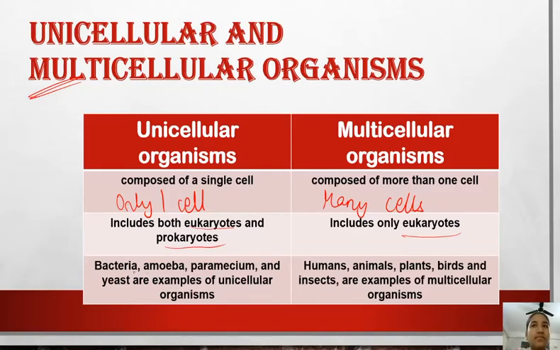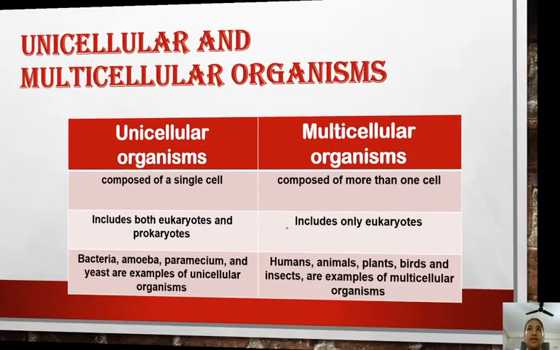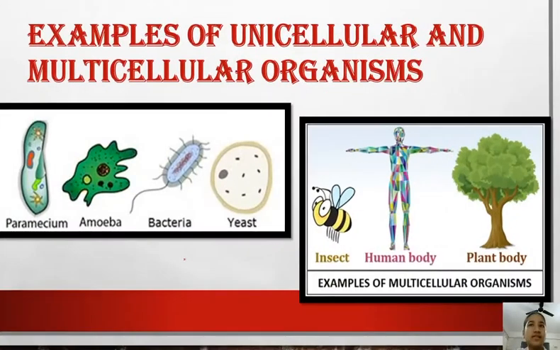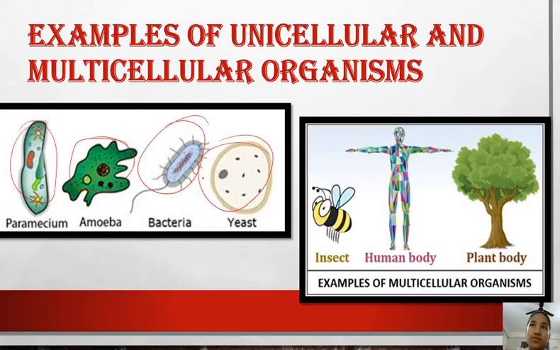Here, examples are bacteria, amoeba, paramecium, and yeast, which are unicellular organisms. And humans, animals, plants, birds, and insects are examples of multicellular organisms. Next thing. So here is an image of paramecium, amoeba, bacteria, and yeast. They are just made up of one cell. This is a complete one cell, and this is a complete one organism also. This bacteria, I hope you can see this kind of structure. It's a prokaryote.